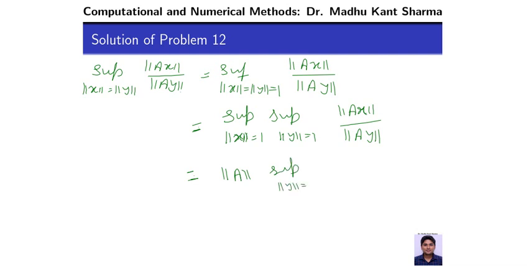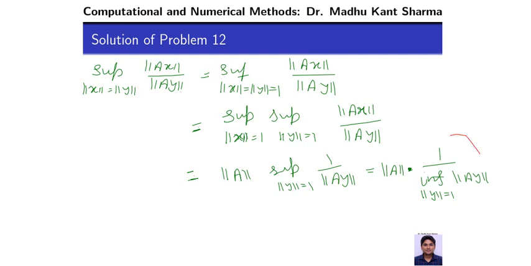Okay, so now we are going to claim that the norm of A inverse is 1 upon this, that is, 1 upon the infimum over norm of y equals 1 of norm of Ay. If we have done this, then we are through.